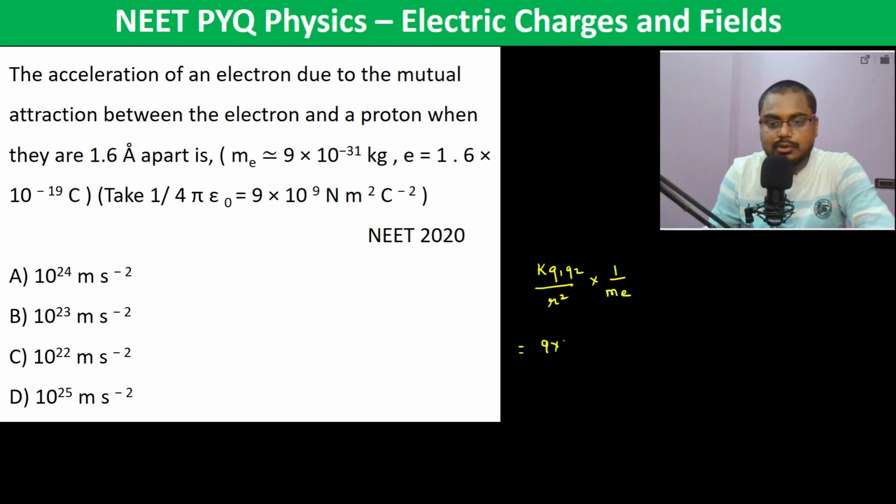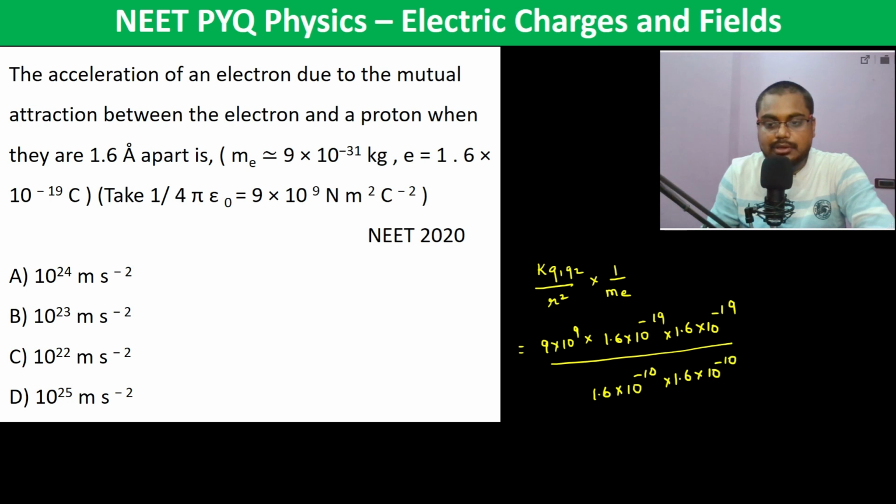So 9 into 10 to the power 9 into q1 is 1.6 into 10 to the power minus 19 into 1.6 into 10 to the power minus 19. Distance is 10 to the power minus 10, so 1.6 into 10 to the power minus 10 into 1.6 into 10 to the power minus 10. Mass of electron is 9.1 into 10 to the power minus 31. Okay, everything is in SI units, so 1.6 is gone, 9 and 9.1 is gone.